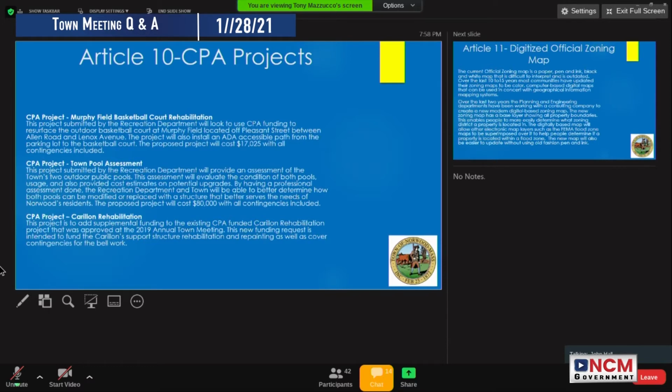CPA is written to emphasize three traditionally underfunded and neglected areas. One is historic preservation, one is affordable housing, community housing, and the third is open space. Under the rules, outdoor recreation is included as an extension of open space. And as in many towns, in our town almost all the projects that have come in under the open space umbrella have come in as outdoor recreation programs.